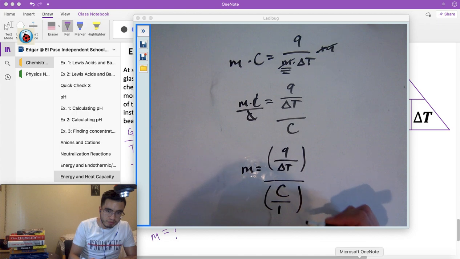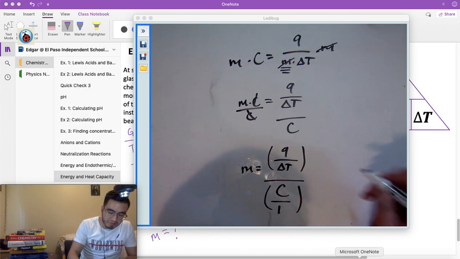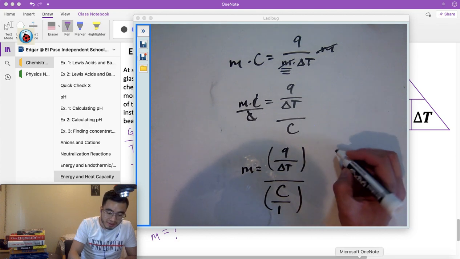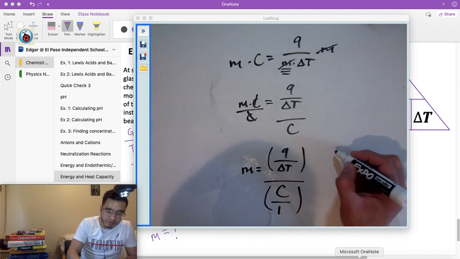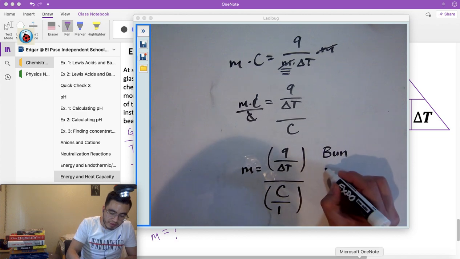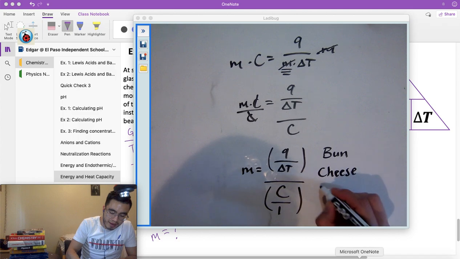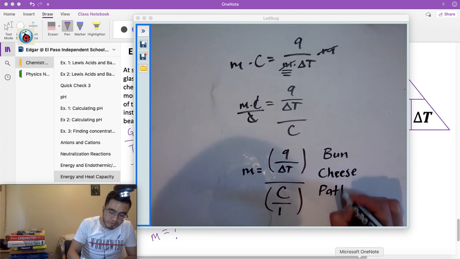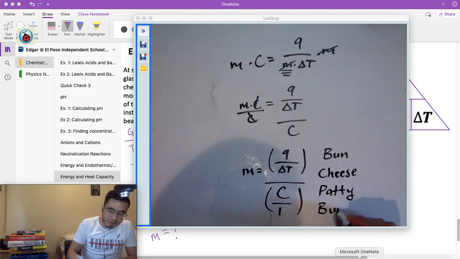I'm going to show you the cheeseburger method. Believe it or not, I learned this in college. So the main ingredients for a cheeseburger are the bun, the cheese, patty, and the bun.